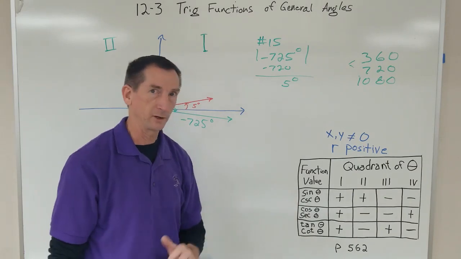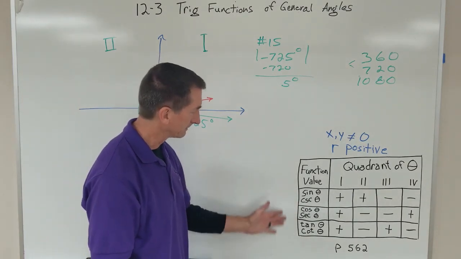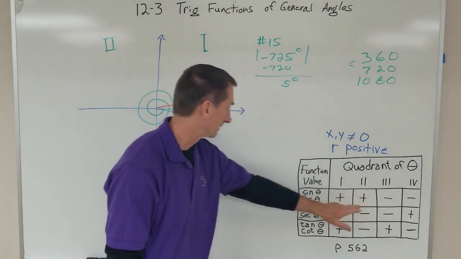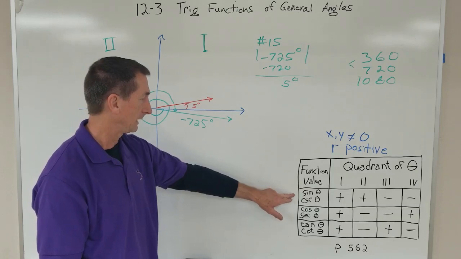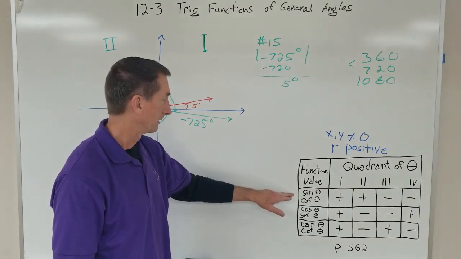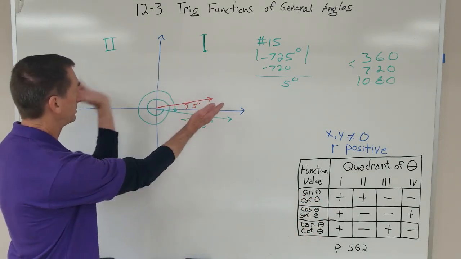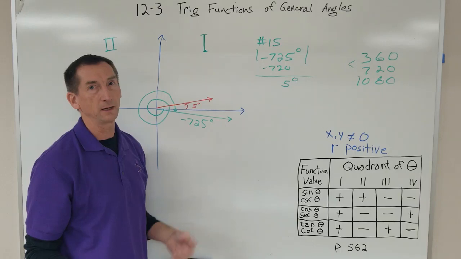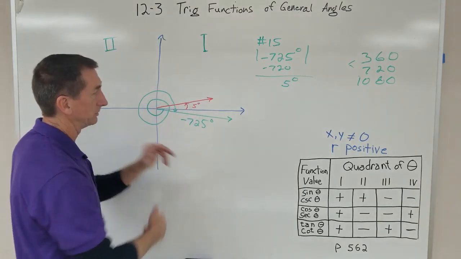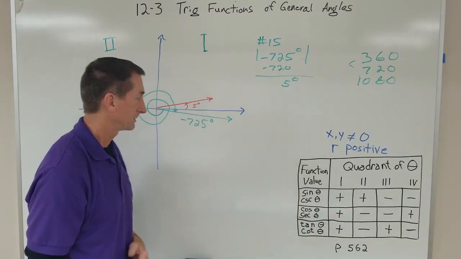We'll get into negative r's in a later lesson and learn how to deal with that. But for now, we've got a positive r, and these are the values. We know that sine and cosecant, which is just the reciprocal of the sine, is positive in quadrants 1 and 2. And that makes sense because sine gives us the y value. Y value is positive in 1 and 2. So obviously the sine and the cosecant will be positive.